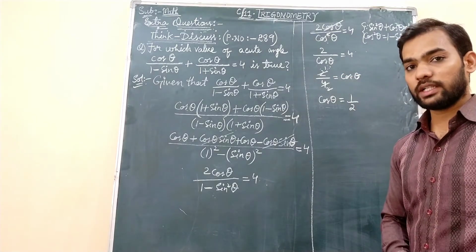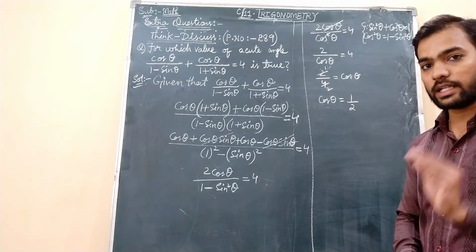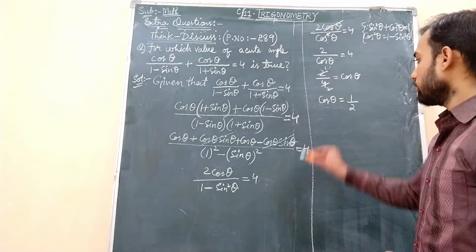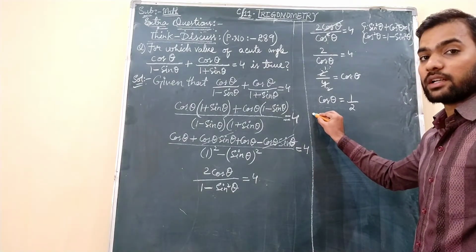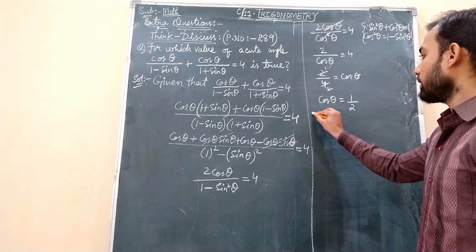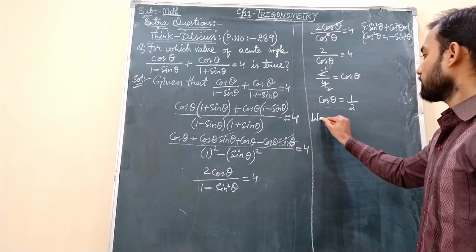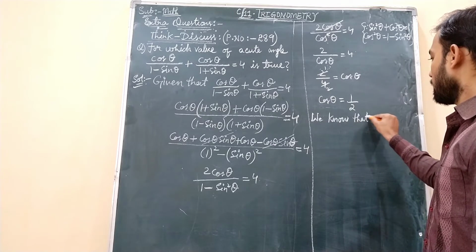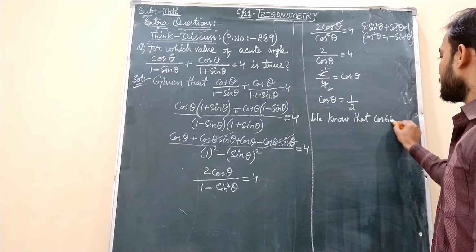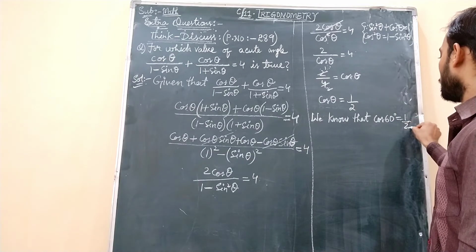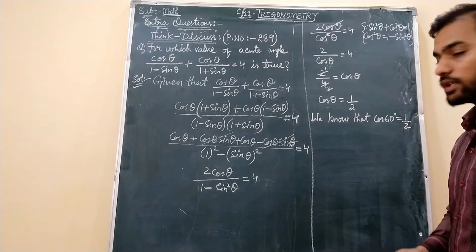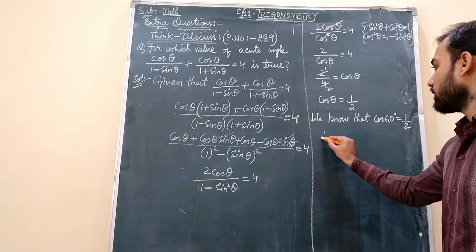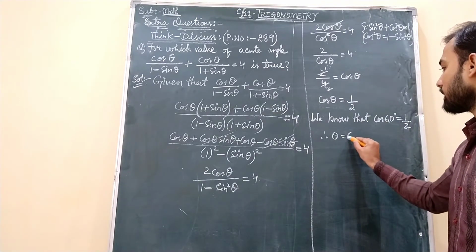But we need the value of theta. Here we got only a single ratio and that value equals 1 by 2. We want the value of theta, right? So when you see the table of trigonometric ratios of specific angles, you will notice that we know that cos 60 degree is 1 by 2. The value of cos 60 degree is 1 by 2. So it means that the value of theta is 60 degree. Therefore, theta is equal to 60 degree.